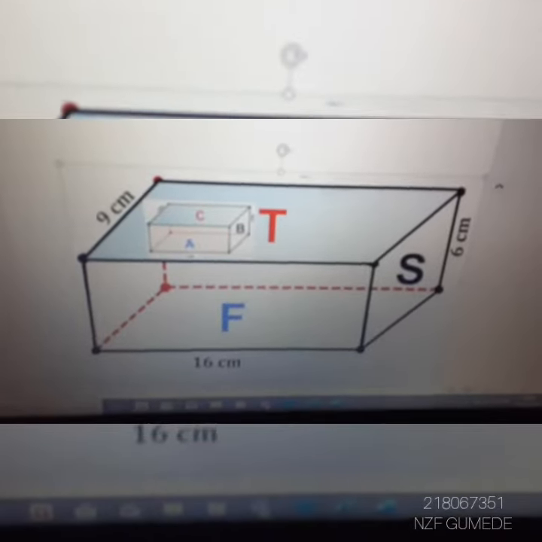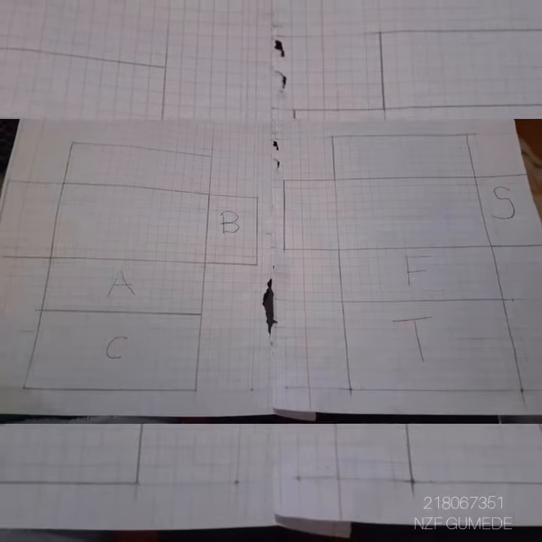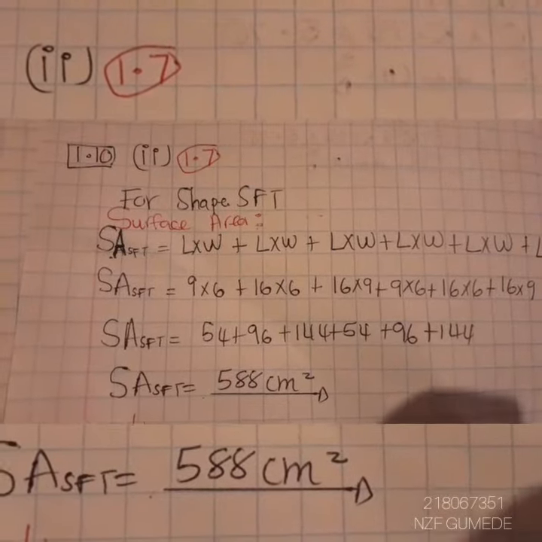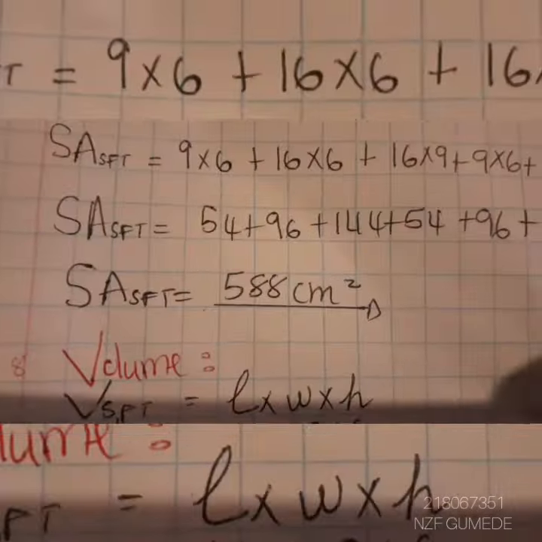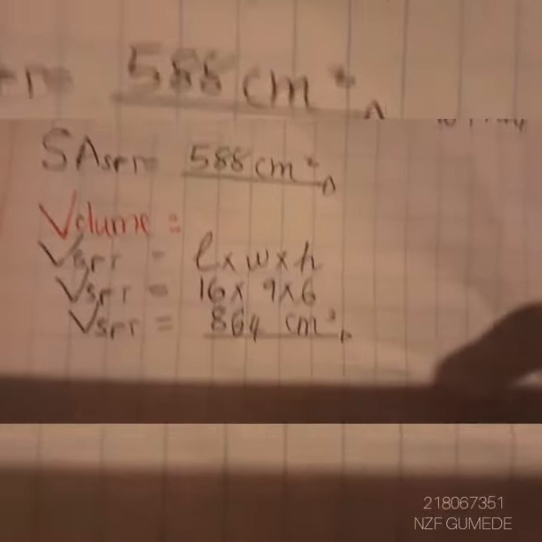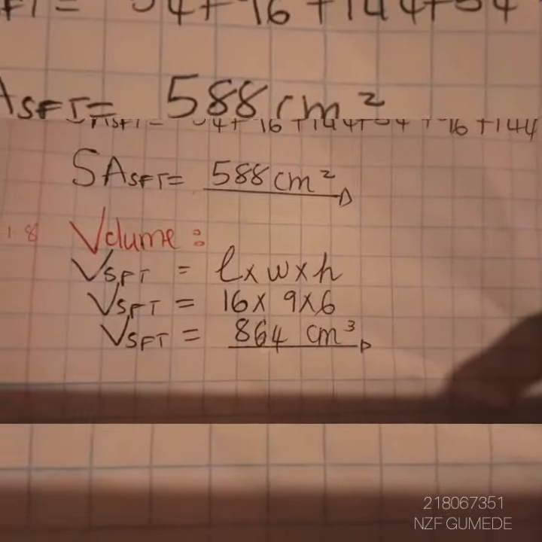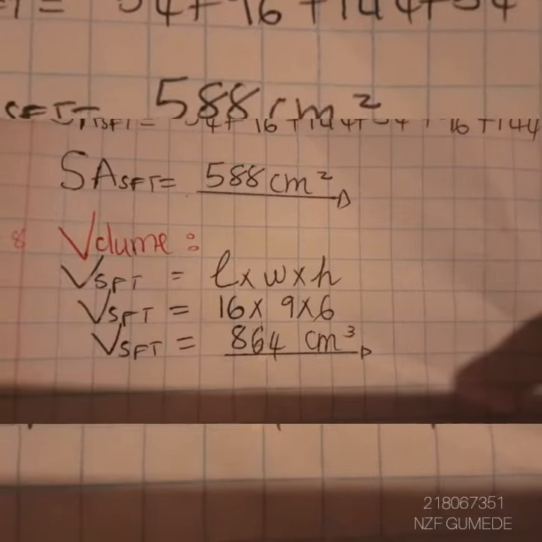Shapes SFT and ABC, I had to transform them into nets so I can calculate the surface area. The surface area formula that I used is SA equals length times width. Final answer is 588 centimeters squared. To calculate the volume, I used V equals length times width times height. Final answer is 864 centimeters cubed.